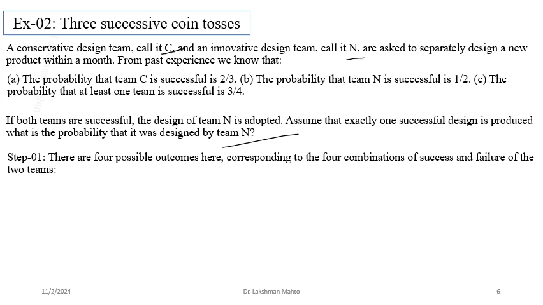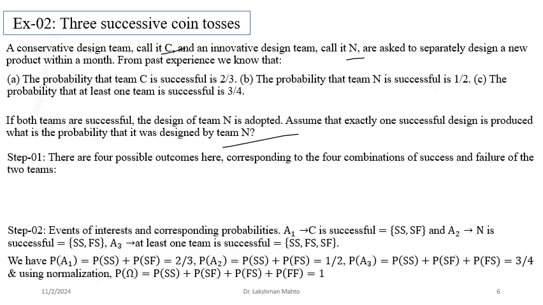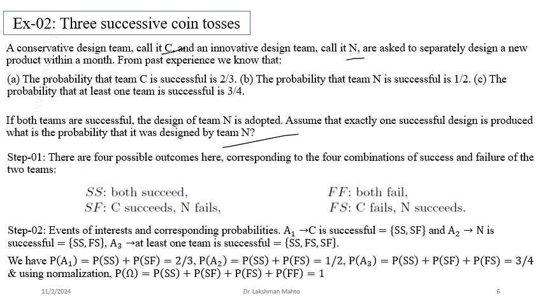What are the possible outcomes? There are two teams, so it is talking about success and failure of the two teams. SS means both teams succeed. SF means team C succeeds and team N fails. FS means team C fails and team N succeeds. FF means both teams fail. These are the four possible outcomes in this problem.